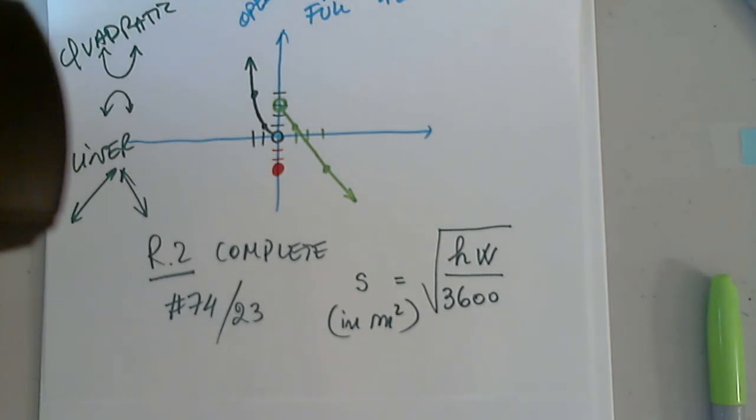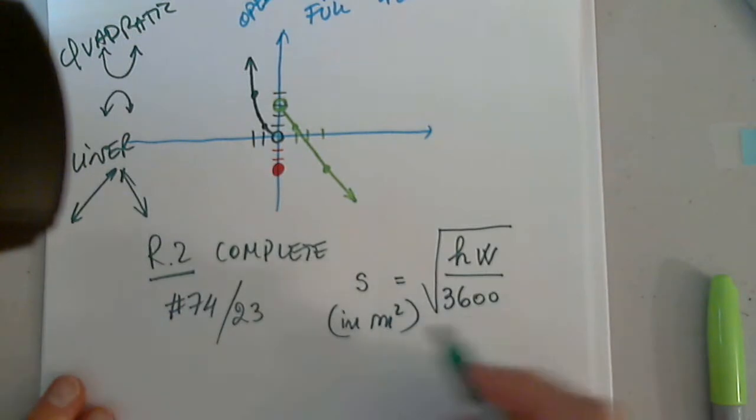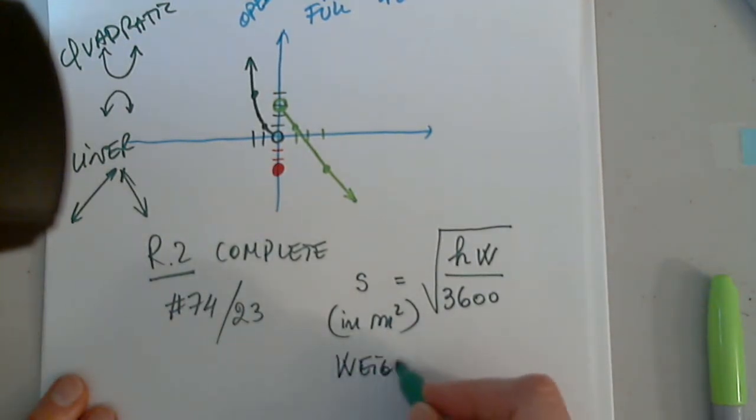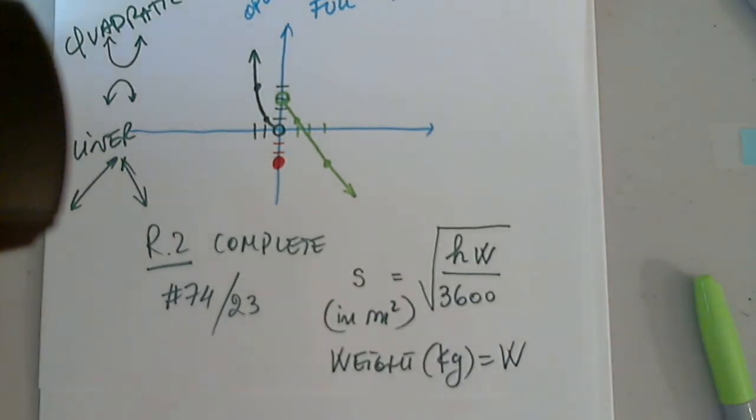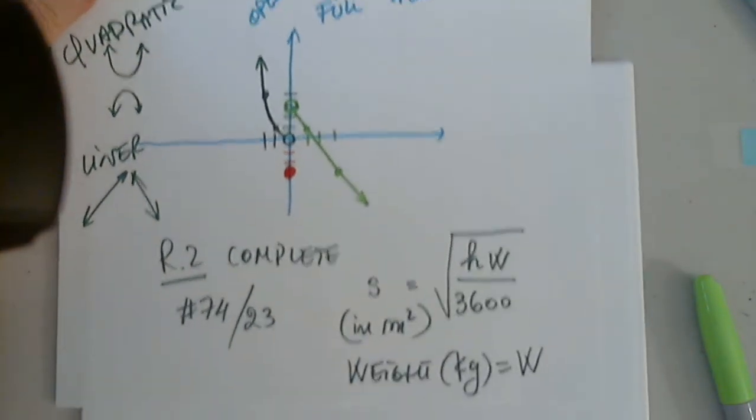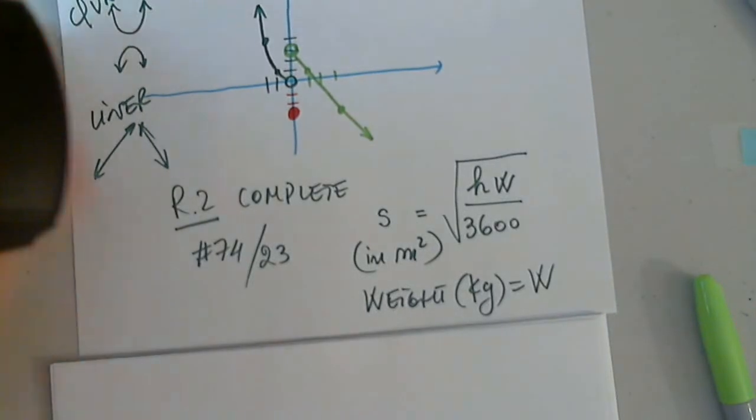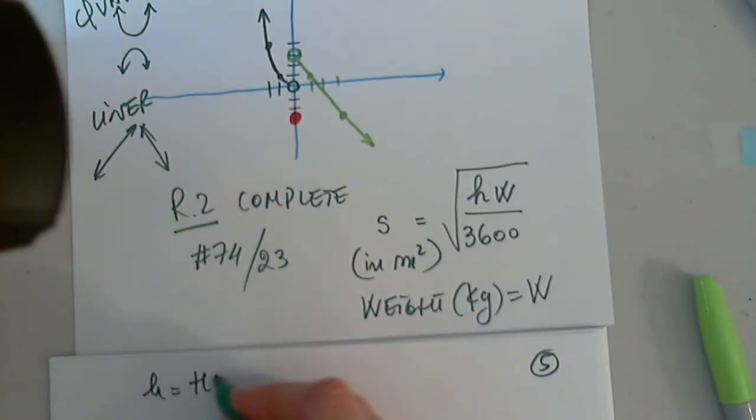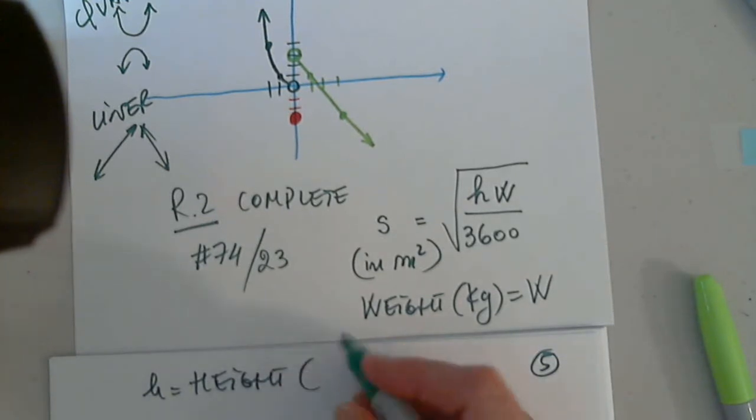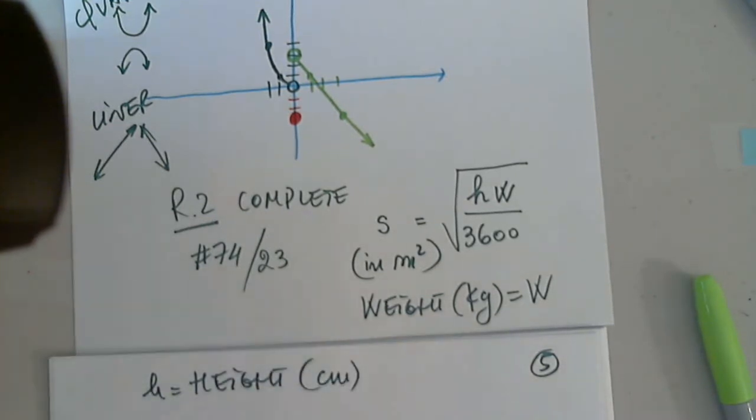Let's see what each variable represents. W is the patient's weight in kilograms. So weight in kilograms is W. Lowercase h is the patient's height in centimeters. So lowercase h, its height in centimeters. Okay.